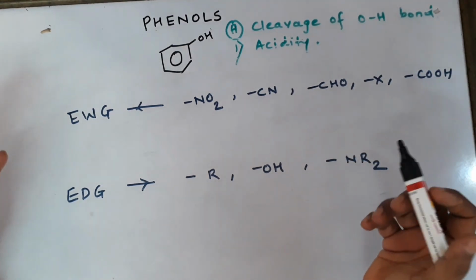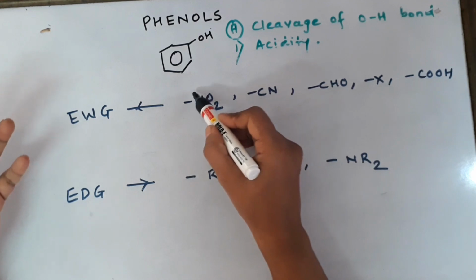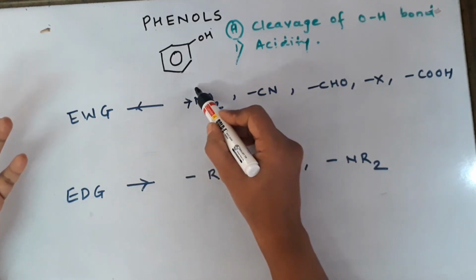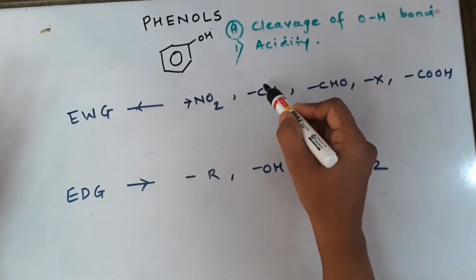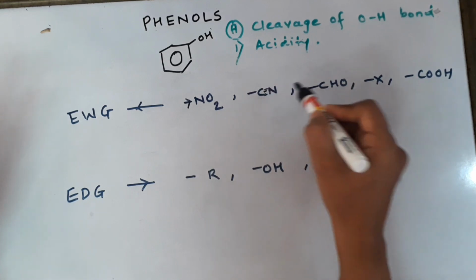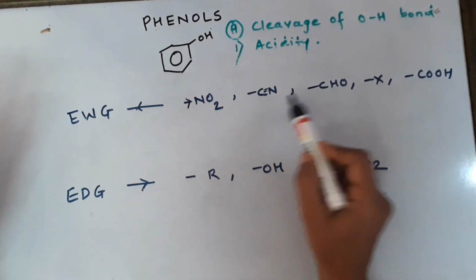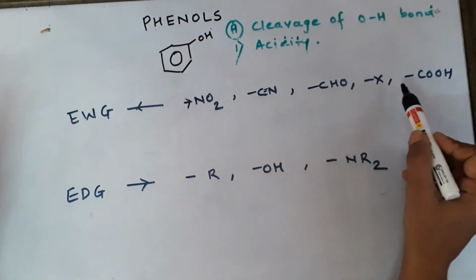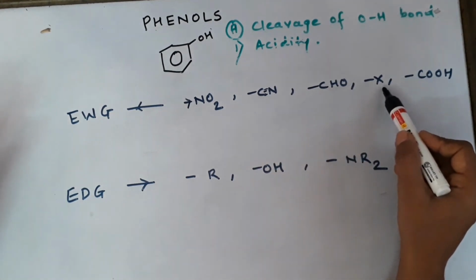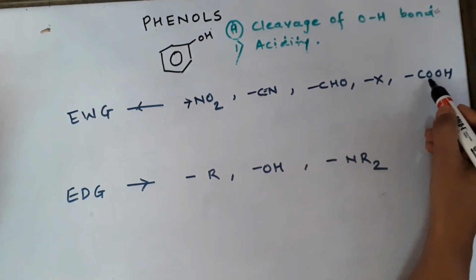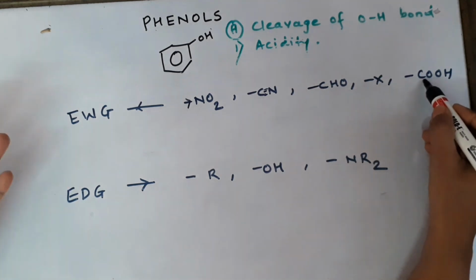Now why are they electron withdrawing is simply because they have electron withdrawing capacity. They are positive or they are deficient in electrons, or some of them are highly electronegative because they have triple bonds here. The carbon has a double bond here. Halogen has a high electronegativity here. Carboxylic acids, again the carbon is sp2 hybridized and highly electronegative.